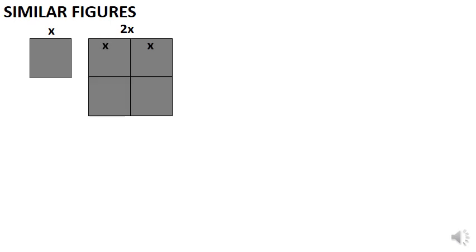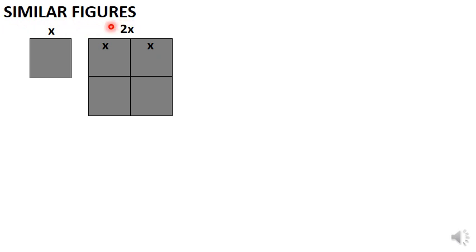Okay, for similar figures. Here, assuming I have a square with dimension x. If I double the length of the side, it means the new length of this side is equal to 2x, which may be written that way, x and another x. Obviously, the other sides will also increase. This is x, and this is x, then we have the doubled side equal to 2x. It also follows that the other side is also doubled because we are referring to similar figures.